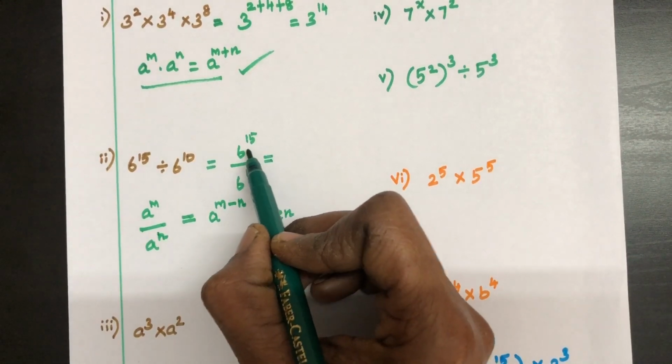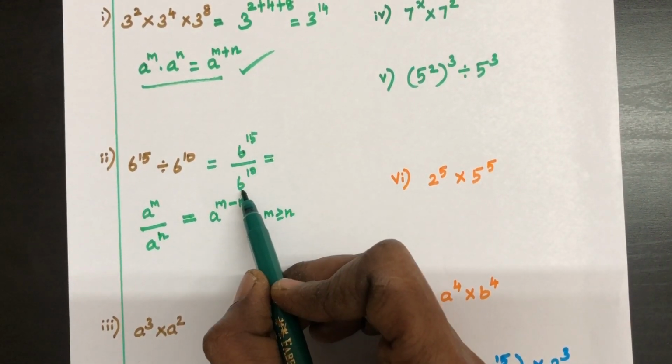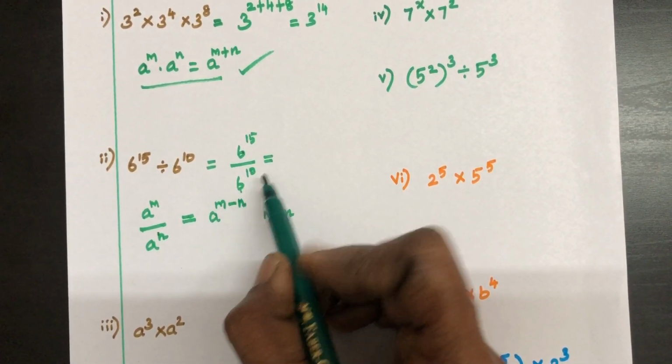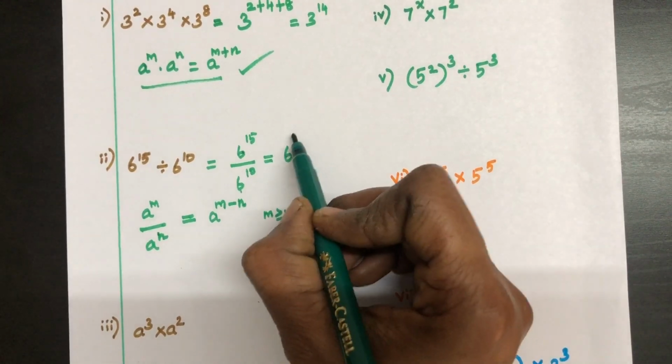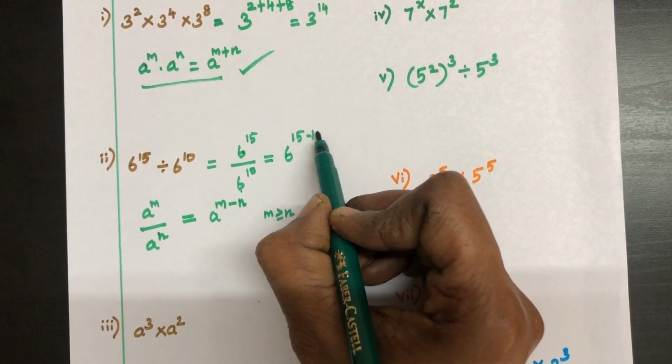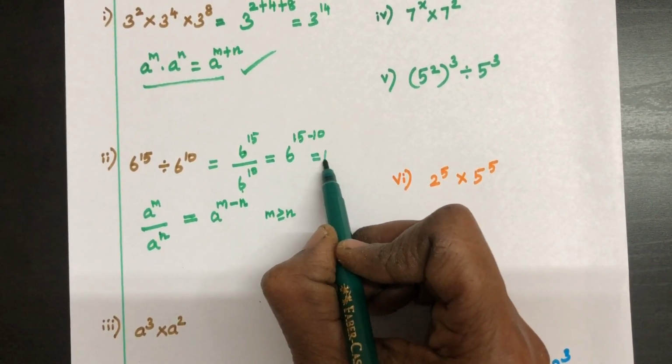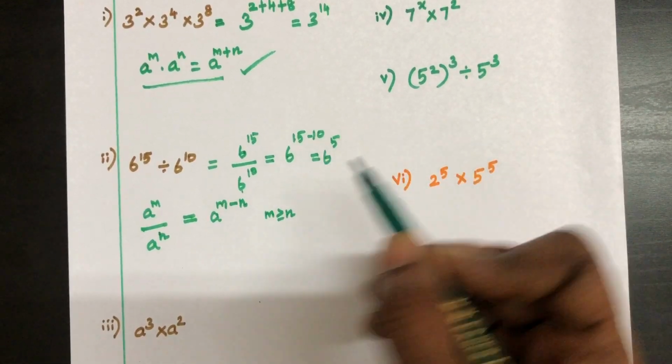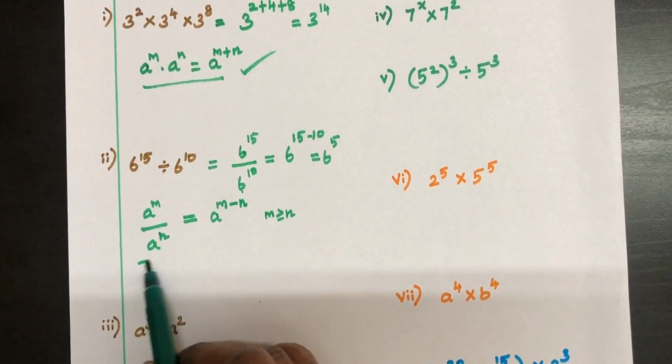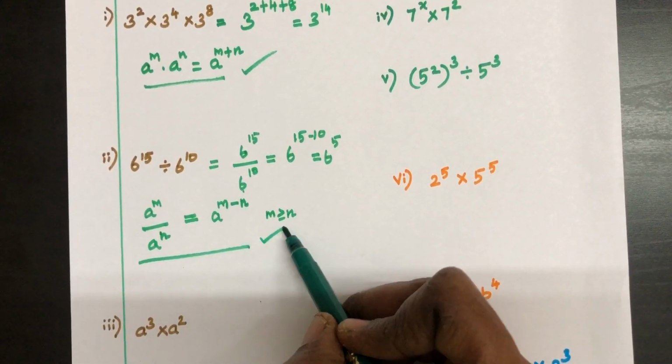Here what we need to do? Bases are equal. 6 is the base in the numerator and the denominator. So the answer is 6 power 15 minus 10. That means 6 power 5 is the answer for this question. So this is another important formula.